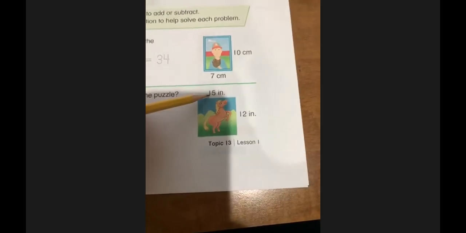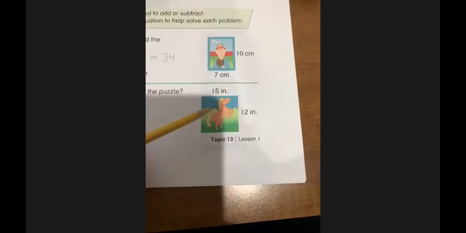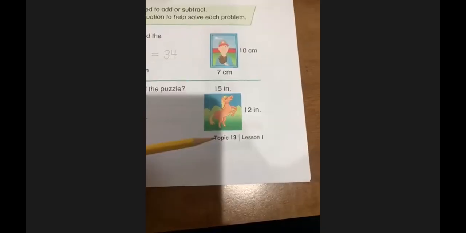Now we'll go over number 2 together, and then I will stop the video so that you can try on your own. I've printed number 2 on a different sheet because it got cut off on the other one. So we have this puzzle here, horse puzzle, and we want to know what is the distance around the puzzle. Okay, so we have the top here at 15 and the side at 12. So we have 2 different measurements here, which tells us that this puzzle is in the shape of a rectangle.